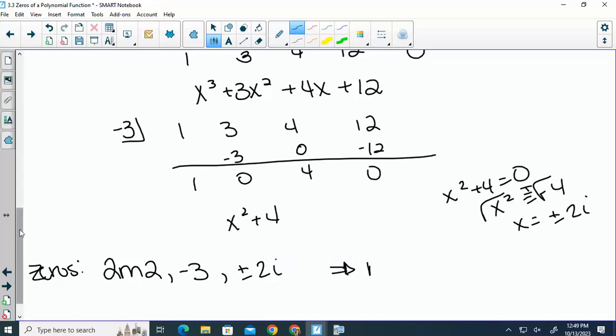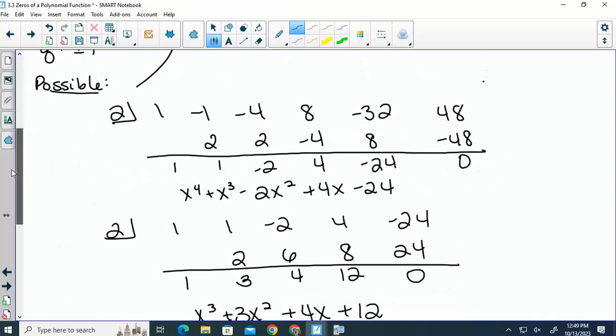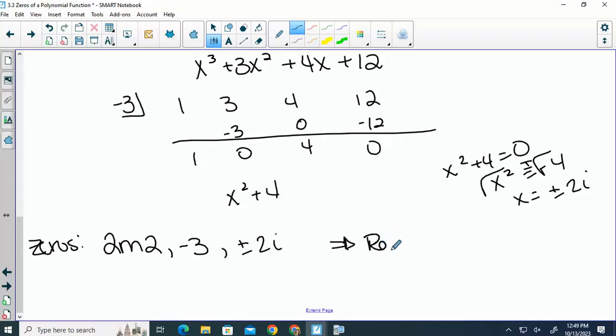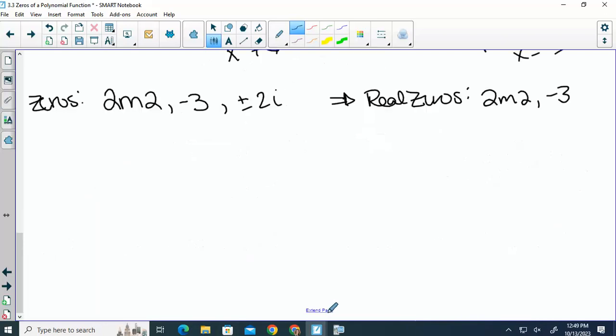The question said, give me the real zeros. That's just your 2 multiplicity 2 and the negative 3. So there is technically a difference. Most of the time I'm just going to say give me the zeros. But if I said the real ones, then you just don't have to include the imaginary. Most of the time I would do that when we get into graphing, because we can't graph the imaginary zeros, so they're really not relevant in that situation.